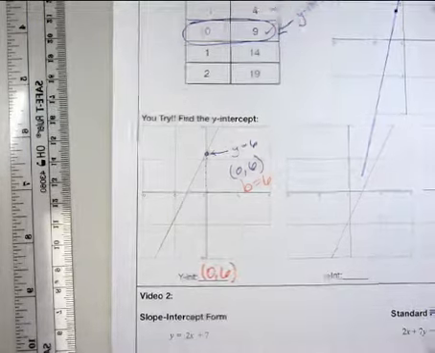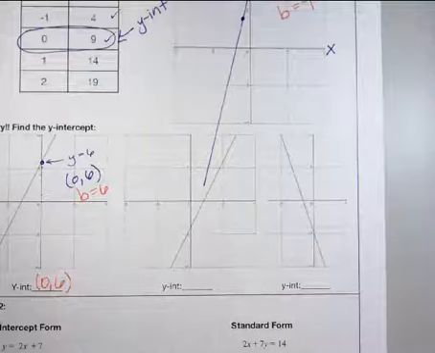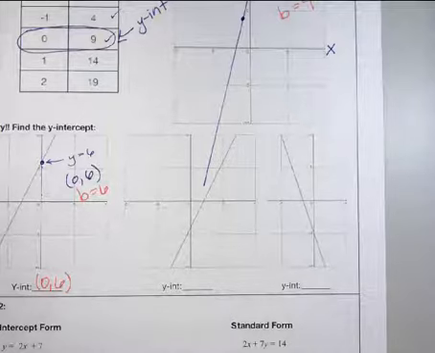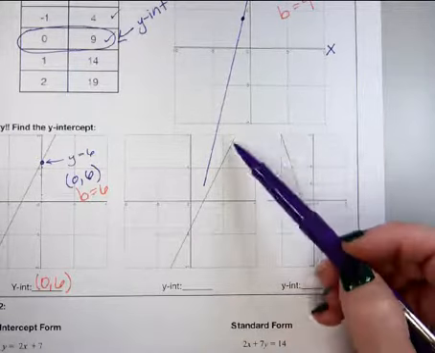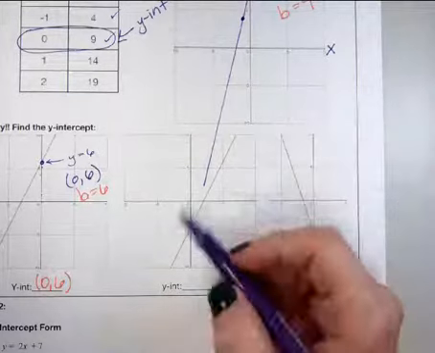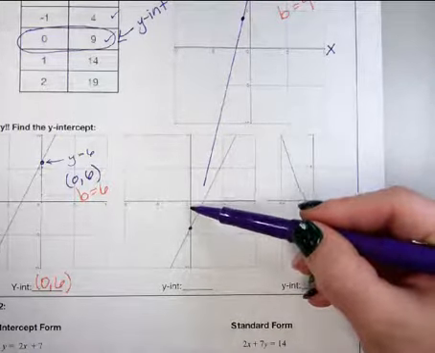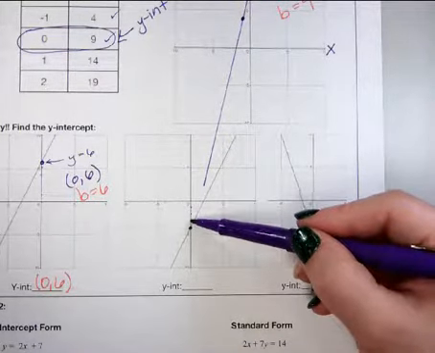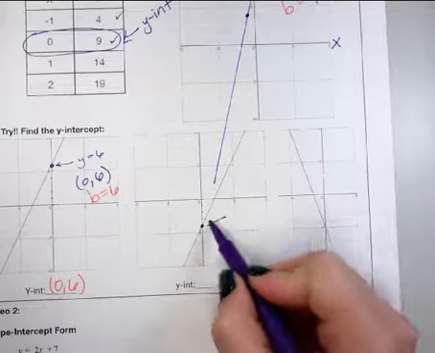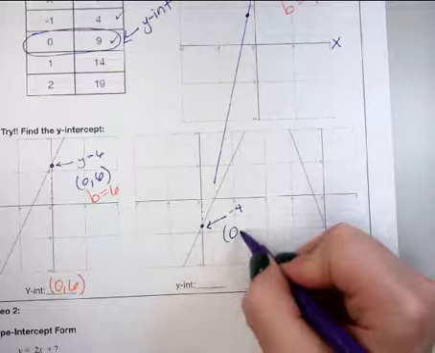All right, you try. But seriously, you should try it. All right, here's our line. This is our y-axis. They meet right here. So if this is 0, it's -1, -2, -3, -4. This is at -4. So our y-intercept is 0, -4.